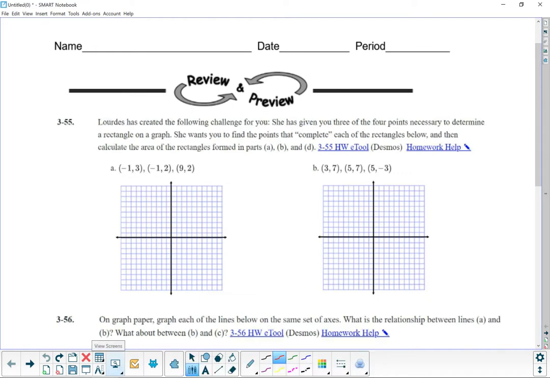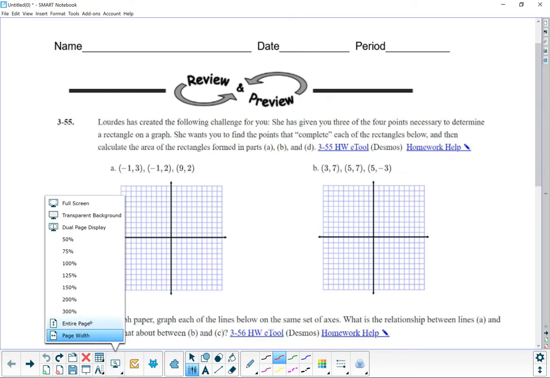Right. So this one says Loris has created the following challenge for you. She has given you 3 of the 4 points necessary to determine a rectangle on a graph. She wants you to find the points that complete each of the rectangles below, and then calculate the area of the rectangles formed. Okay, so first we gotta make the rectangle.